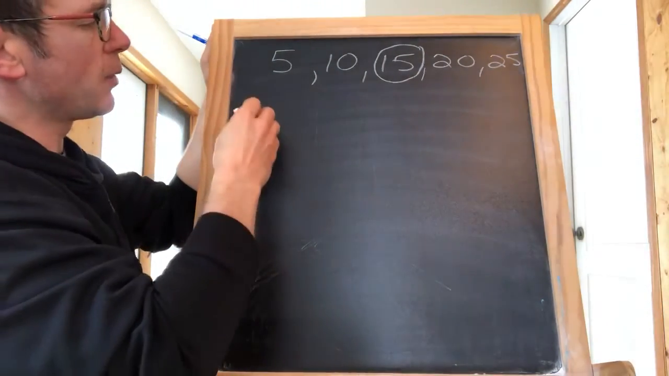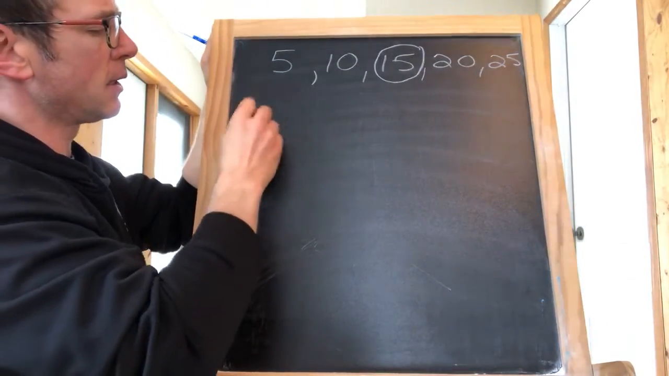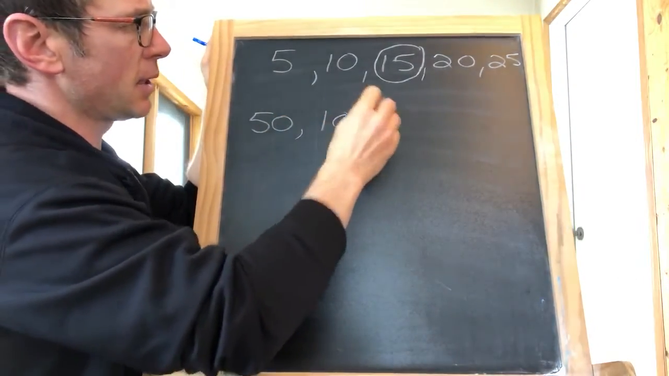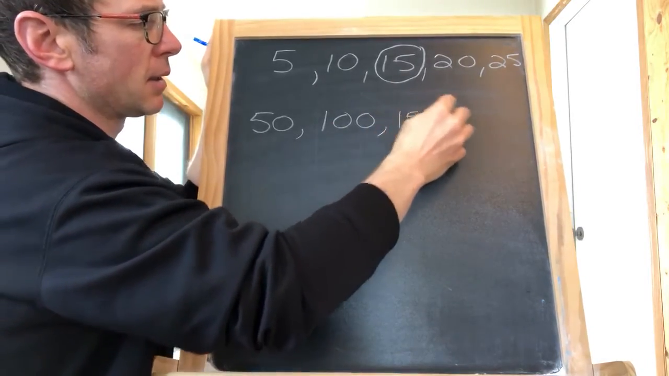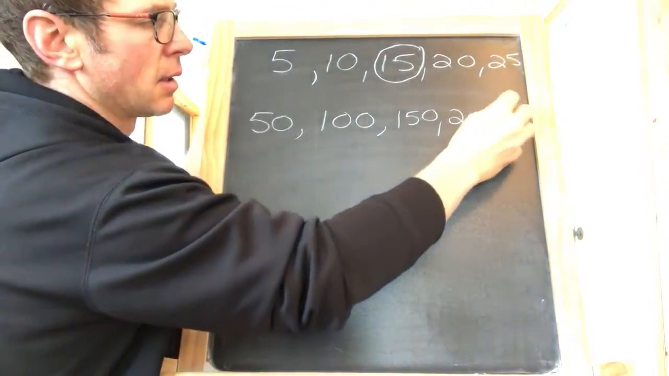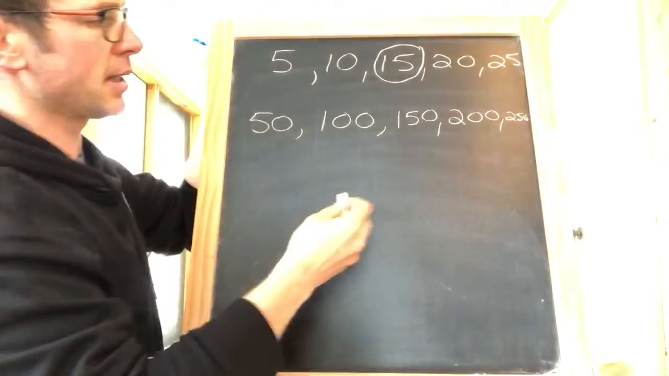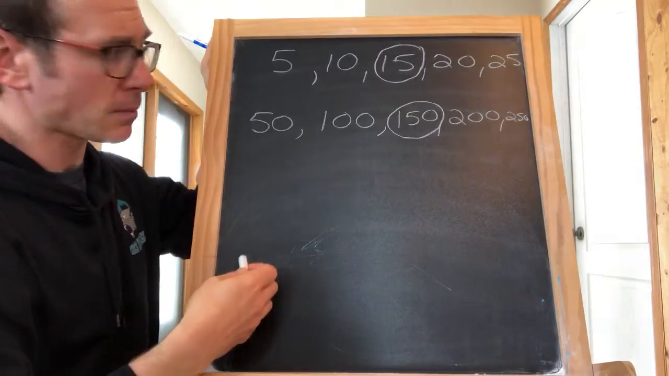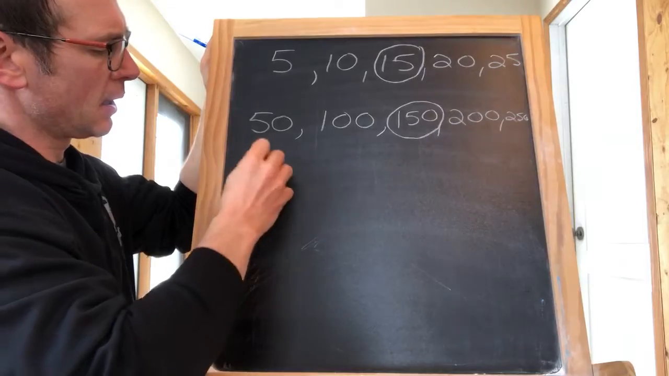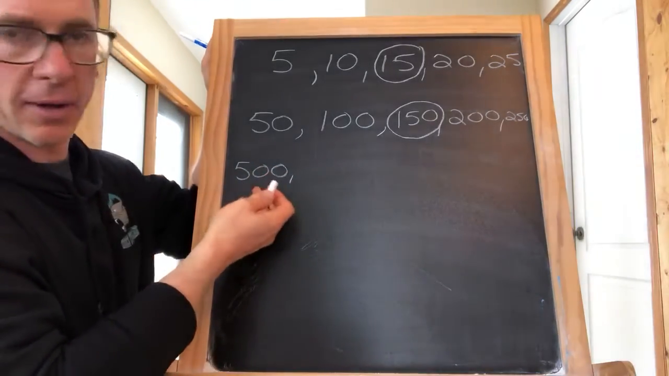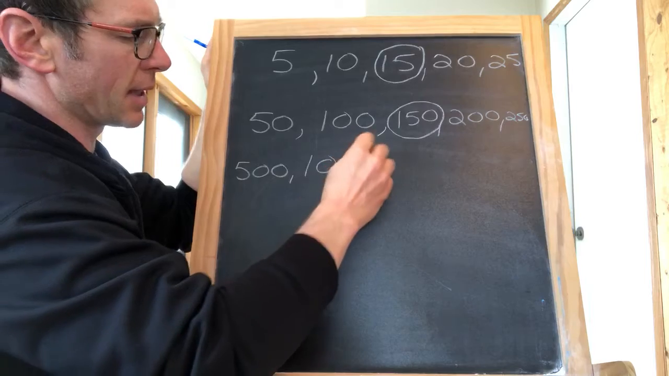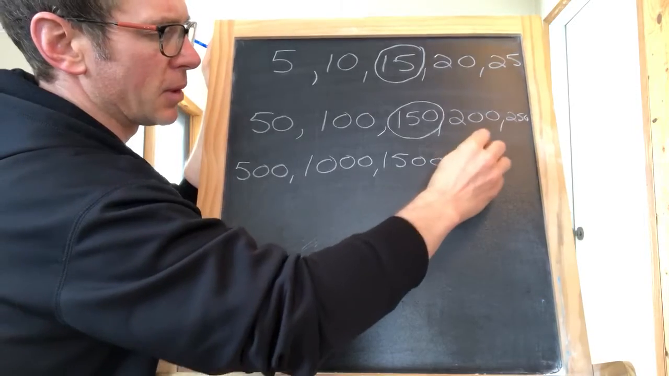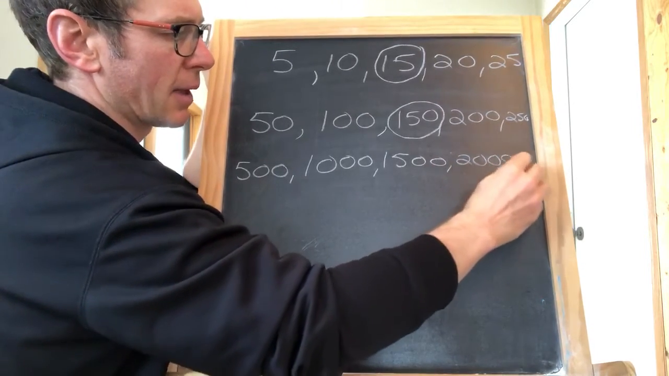Now, if we look at the multiples of 50, 1 50 is 50, 2 50s is 100, 3 50s is 150. If we kept going, it would be 200 and 250. So 3 50s gives us 150. Let's look at 500. If we have 1 500, we have 500. 2 500s is 1,000. 3 500s is 1,500. And if we kept going, that would be 2,000 and 2,500.